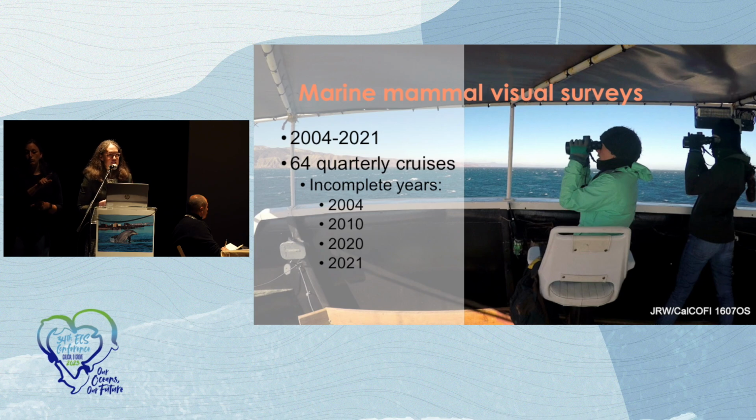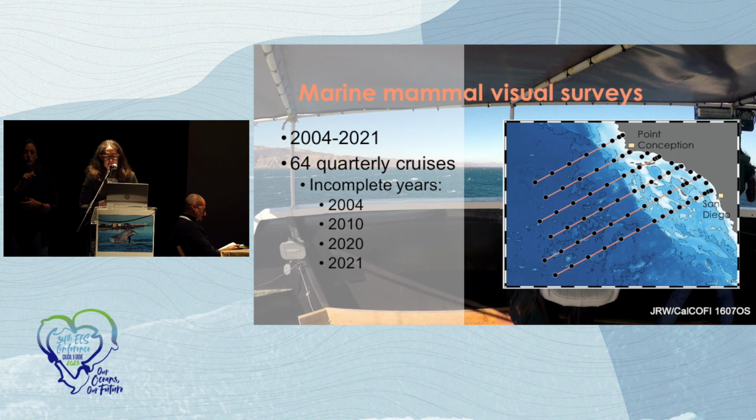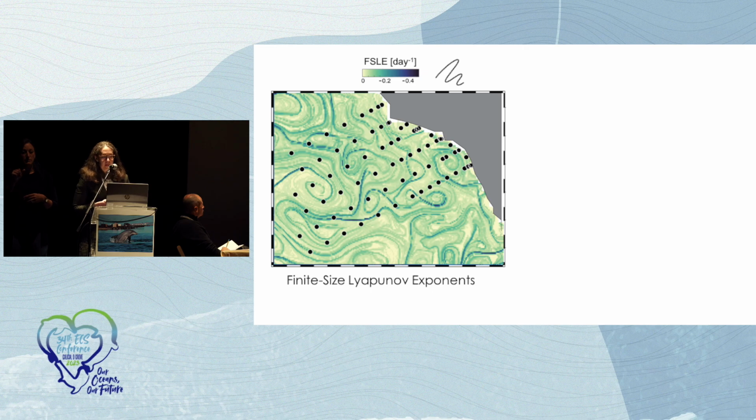So we had data from 64 quarterly cruises, so quite an extensive data set. Unfortunately, there were a few incomplete years where we weren't able to go out every season, including 2020 and 2021 for obvious reasons. So this is the CalCOFI station data map. We go from just north of Point Conception in the north down to just north of San Diego. The black dots are the oceanographic sampling stations, and we're looking for marine mammals on the orange lines as we transit between stations.